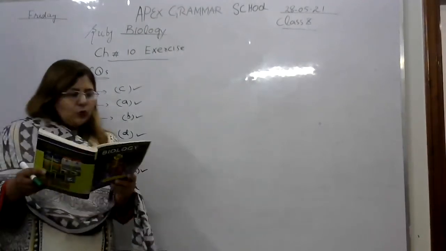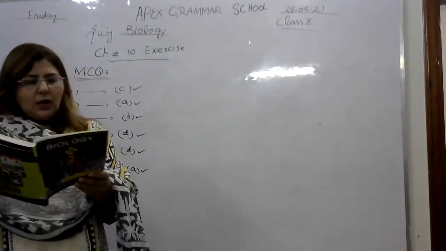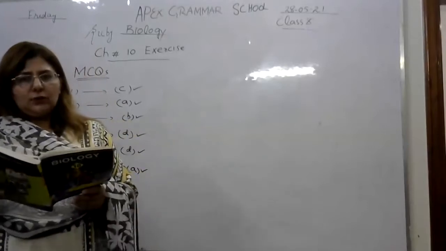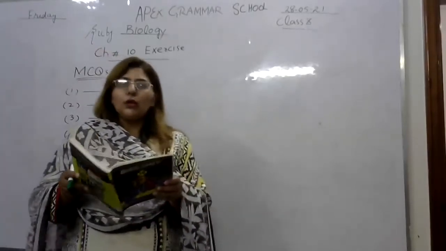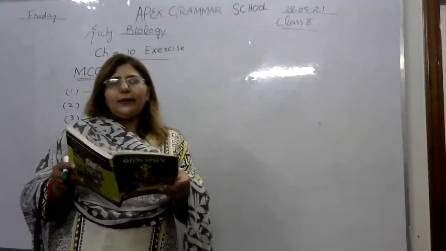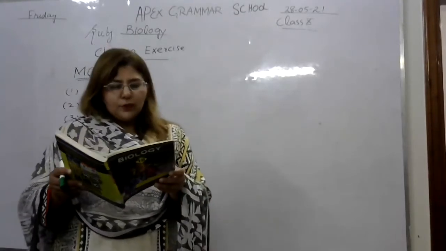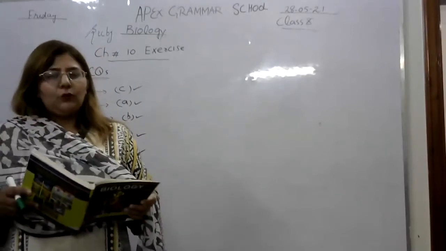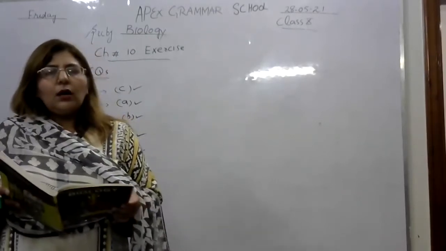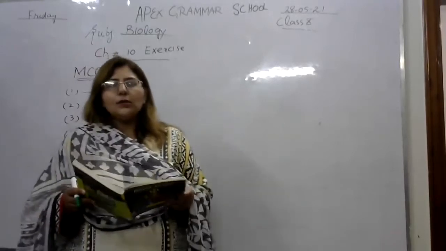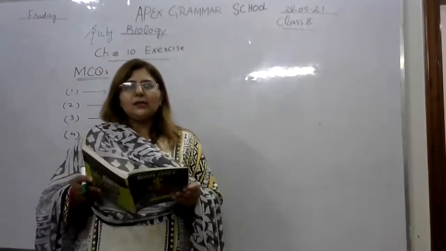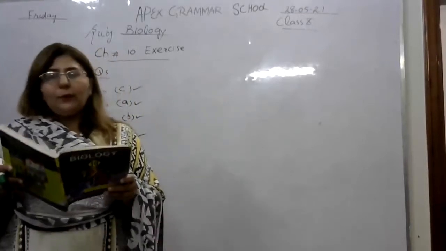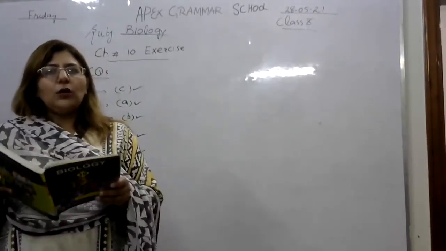Now we will come to question number 7. Point out the false statement about respiration. So you have to choose the false statement which is not related to respiration. Option A: gases can easily pass through the walls of the alveoli. This is a true statement because we know that gaseous exchange happens only in the alveoli.